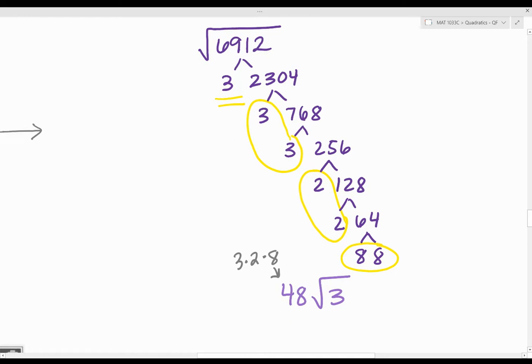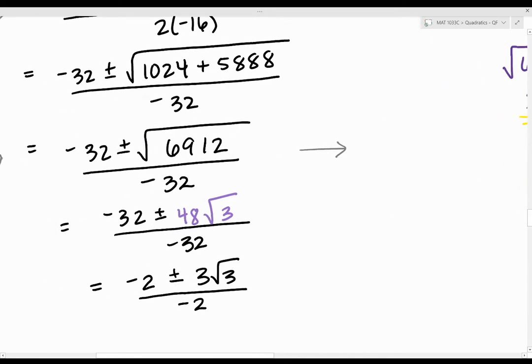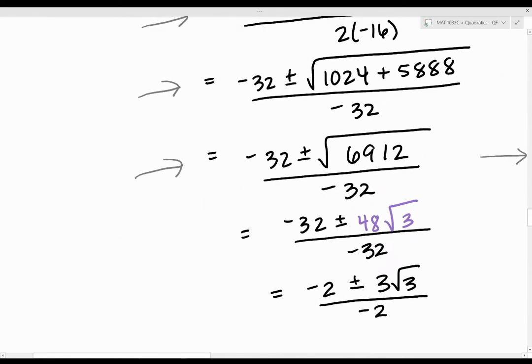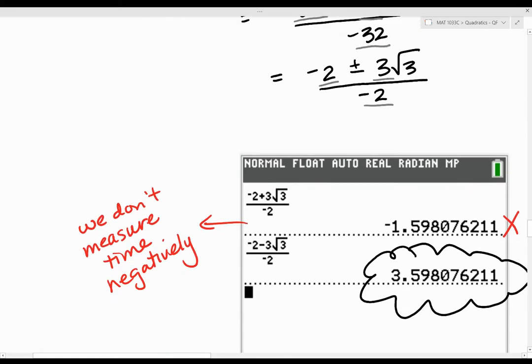Once we've simplified that, we can plug it back into our problem. When we look at our coefficients, negative 32, 48, and negative 32, all of those coefficients are divisible by 16. So I divided them all, which gave me negative 2, 3, and negative 2. Now, because they're interested in the time, I don't want to leave my answer like that. I plug it into the calculator.